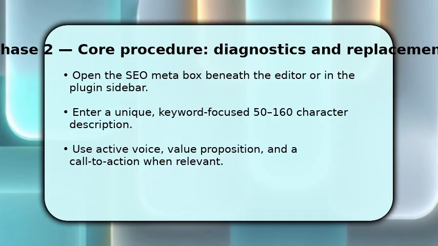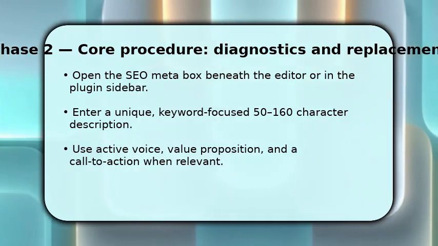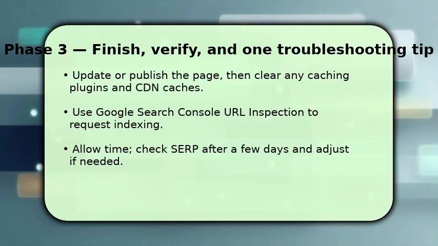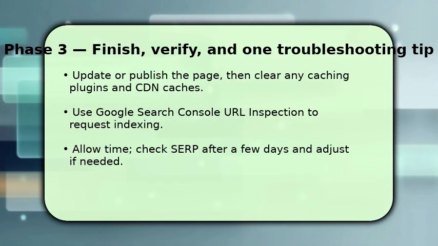Once you finish, check the plugin's preview to confirm length and readability. Then save or update the page so the change is stored on your site. After you update the meta description, publish or update the page, and then clear caches, both WordPress cache plugins and any CDN caches, so visitors and Google see the new content.